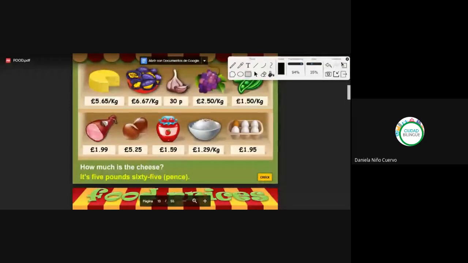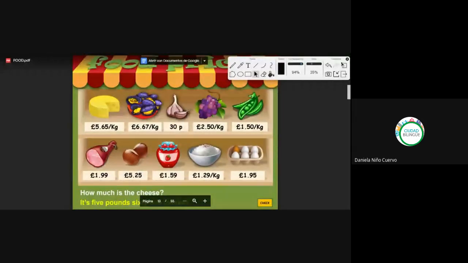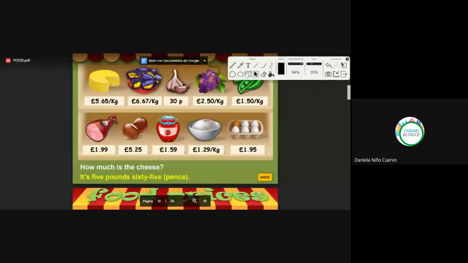All right. So, what is the question that we use for asking for the price of something? Acá la tenemos. How much? How much puede significar cuánto o cuánto cuesta. En este caso, how much is the cheese? ¿Cuánto cuesta el queso? So we have here the answer. It's 5 pounds, 65 pences.